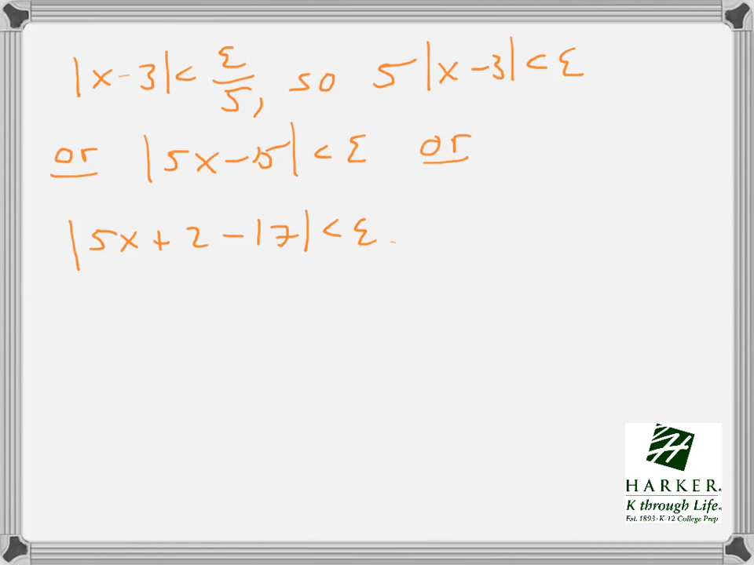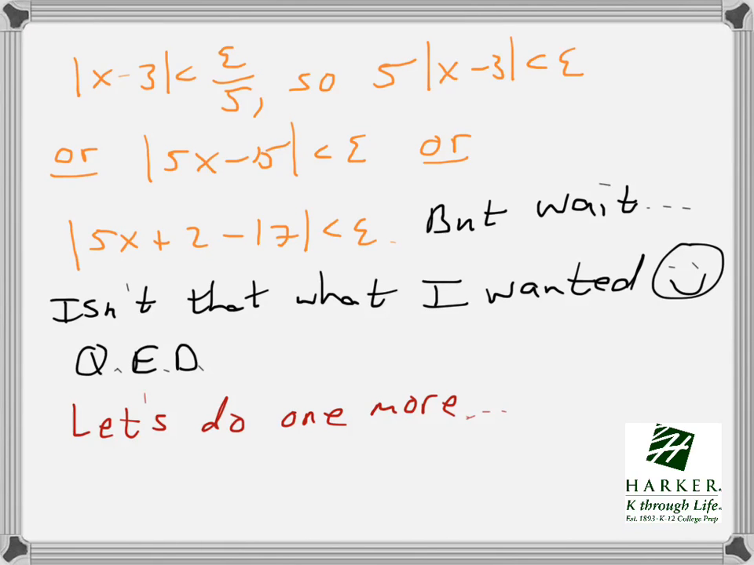So we know that the absolute value of x minus 3 is less than epsilon over 5, so we're going to multiply both sides by 5, and then distribute the 5 through, and so I end up with the absolute value of 5x minus 15 is less than epsilon, and then I'm going to cleverly rewrite that like this. The absolute value of 5x plus 2 minus 17 is less than epsilon. But wait a minute, isn't that what I wanted? Little happy face. So QED, which is Latin for what was to be shown.